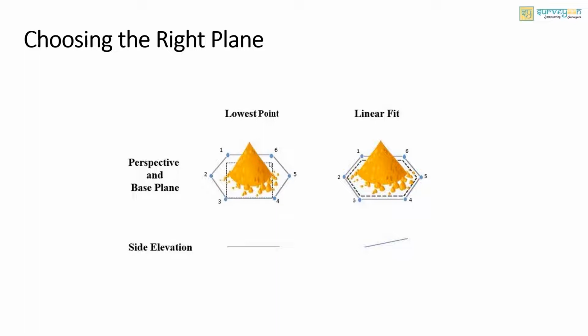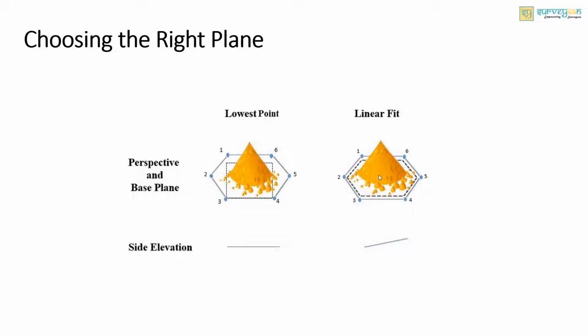In the lowest point method, the volume is calculated in a way that from the marked polygon, the lowest point in the polygon is taken and a base plane is created from that point. Here 3 and 4 have the lowest points. The volume above the base plane is the cut and below will be the fill. And the lowest point method is generally used when the stockpile or the earth is on a flat ground. Next, we have the linear fit.